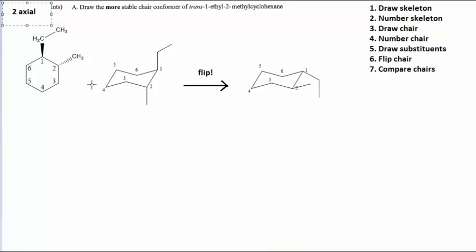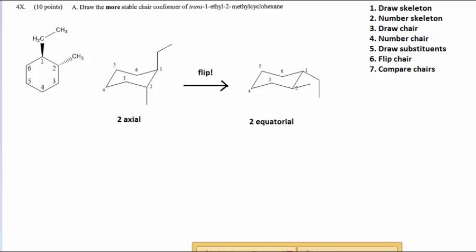So energetically, this chair conformation has 2 axial substituents, and this one over here has 2 equatorial substituents. So there's really no comparison here. You know the one with the equatorial substituents is going to be the more stable chair conformation.